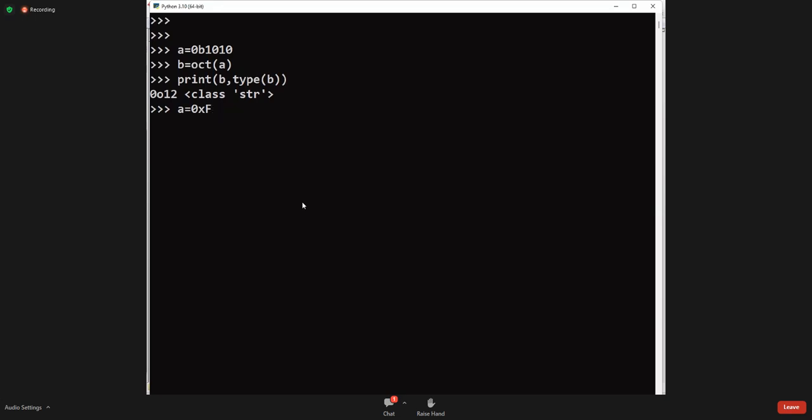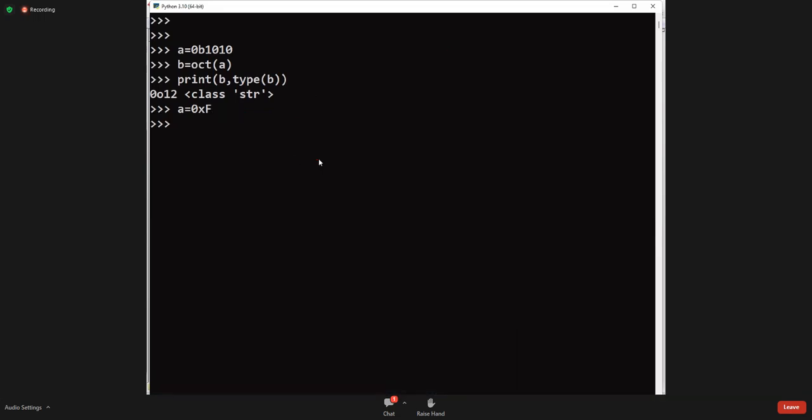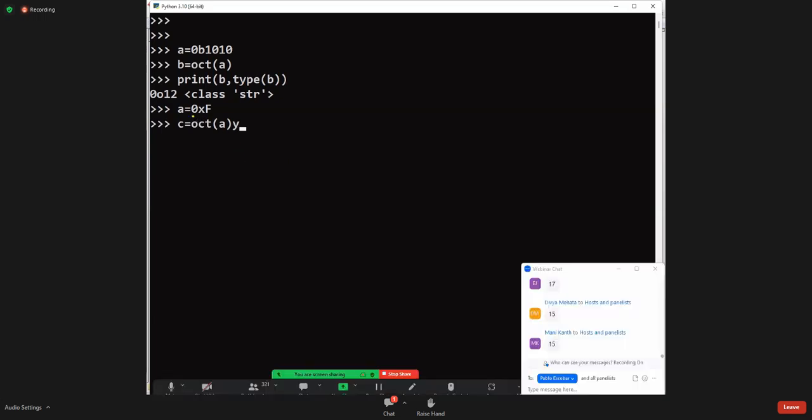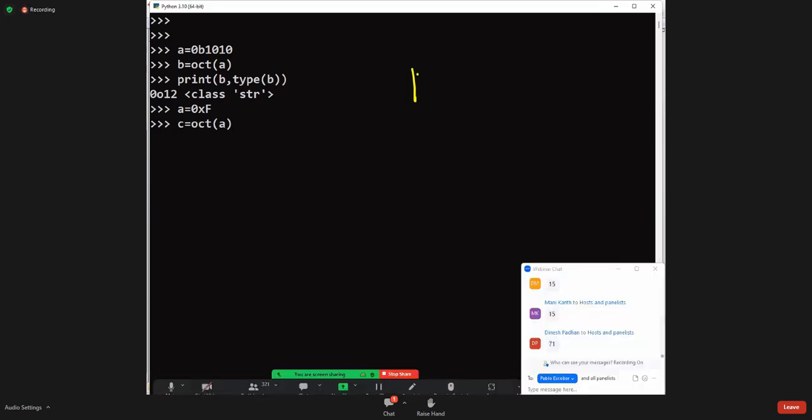I'll give a small value. What is the f value actually? 15. What is f equivalent to? 15. That 15 I want to convert into octal. C is equal to oct of A. Getting, students? That 15 value is there, na? Converted into what? Octal. One minute. That value converts into that. How do you convert 15? 15 into octal.